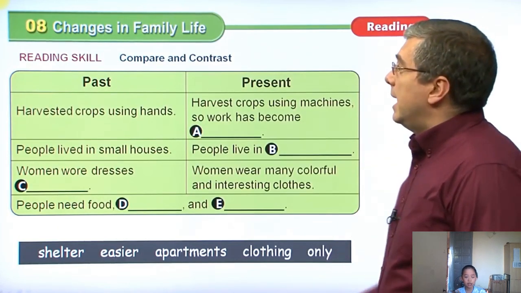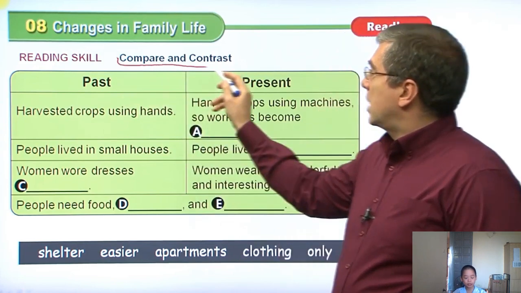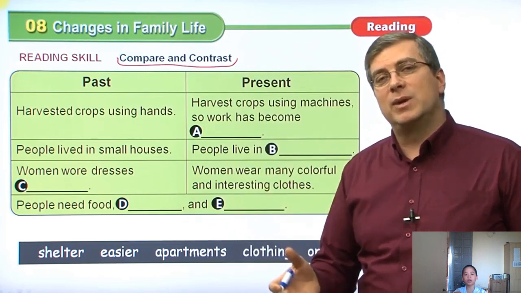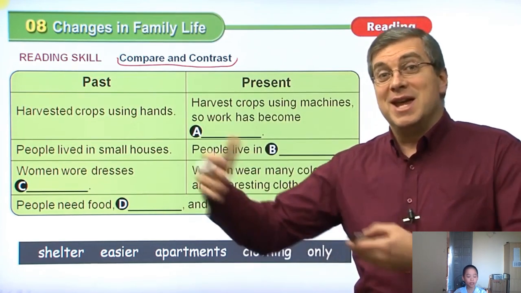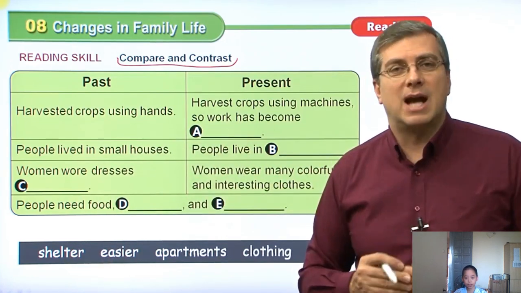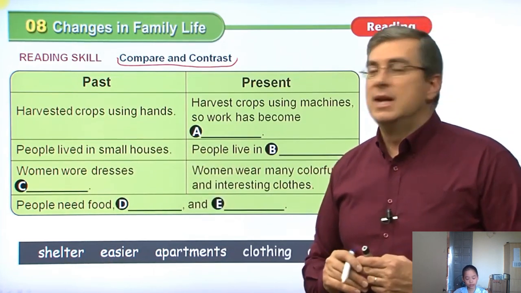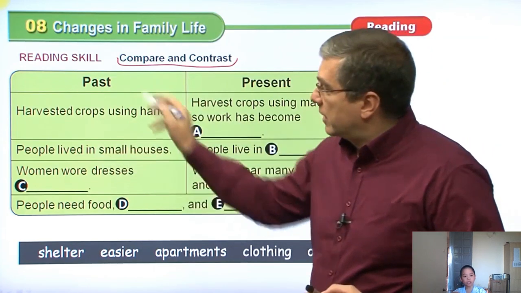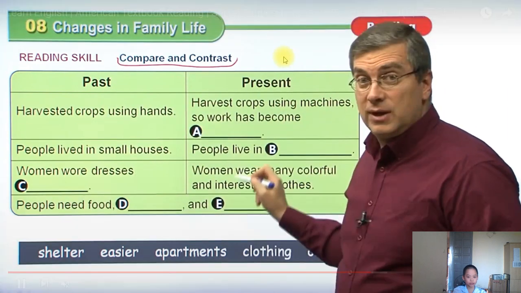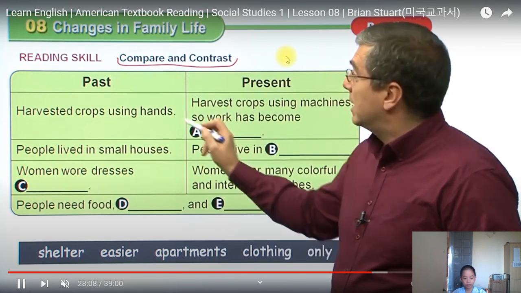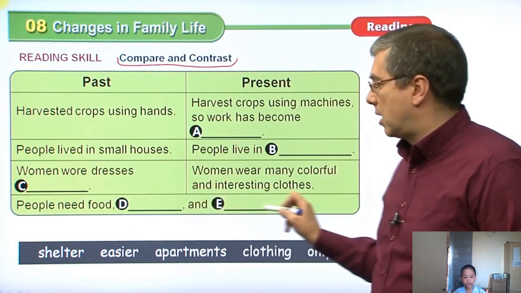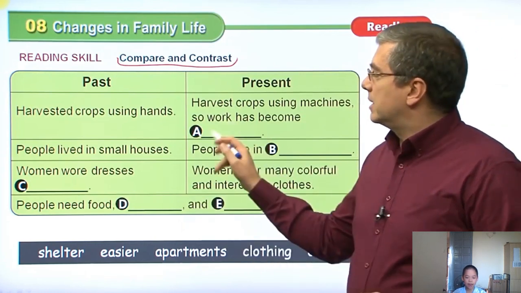Okay, so let's go to our reading skill. In reading skill we talk about compare and contrast. We have the chart here, past and present. So let's finish our chart. There is past and there is present. Okay, so let's fill all the places that we need to fill. We have 5 places.